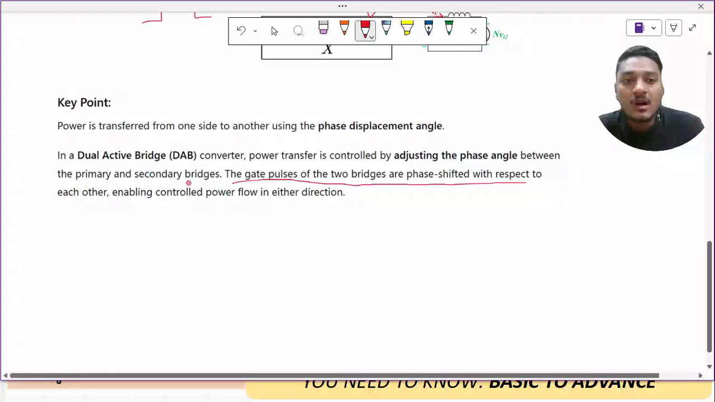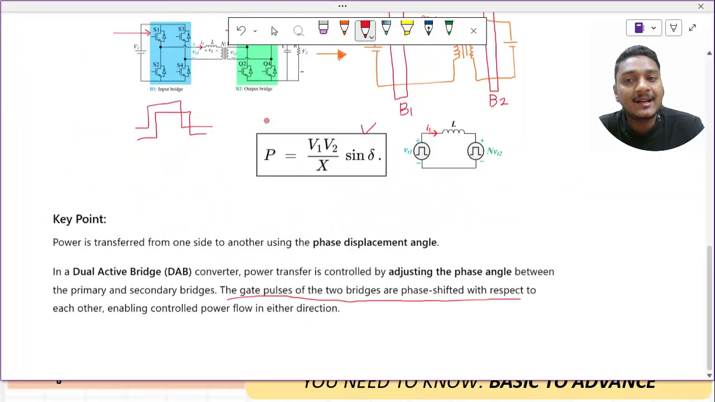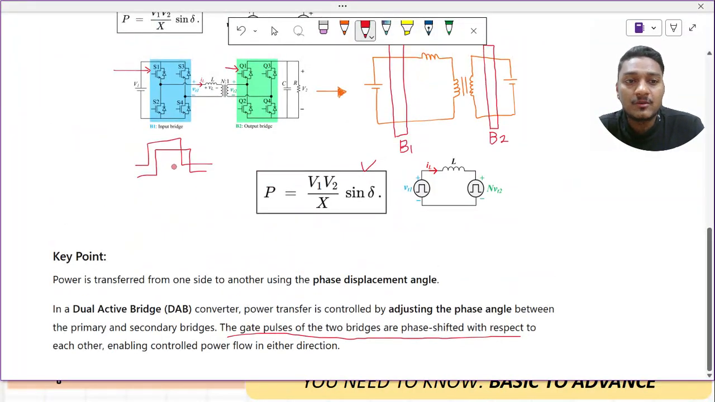So this is all for this video. I guess we have learned and understood the concept of power flow in the DAB converter, and we will try to understand how exactly we can do this phase shifting in the next lecture using different modulation schemes.